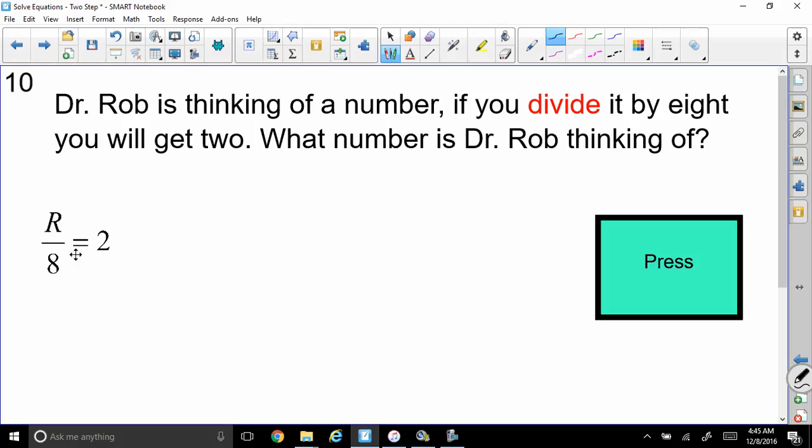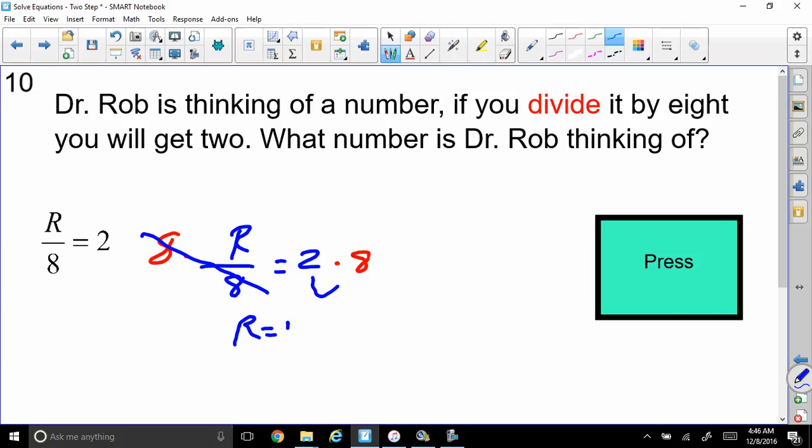Well, if working backwards is the key and the way of dealing with this, let's work backwards. What's the opposite of dividing? If you said multiplying, that is correct. So I'm going to take Dr. Rob's number that he started with. Instead of dividing by 8, I'm going to multiply it by 8. So that way I can undo the division. And that way the 8's will cancel out, leaving me with the number Dr. Rob is thinking of. He's really thinking of 2 times 8, which is 16.